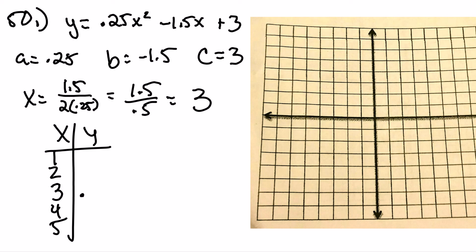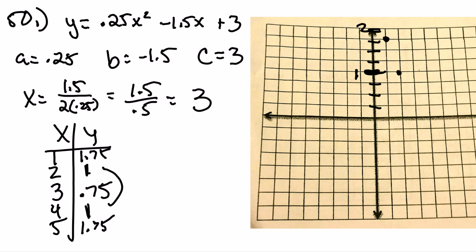I plug in 3, I get 0.75. Now I'm going to plug in 2. I'm going to get positive 1. I rainbow positive 1 over to 4. Now I'm going to plug in 1. I'm going to get positive 1.75. Now I'm going to change my Y's. I'm going to go up by quarters. So that's 1. And that's 2. So I'm going to go 1, 1.75. 2, 1. 3.75. And there's my other points. And there's my U. That's it for 50.